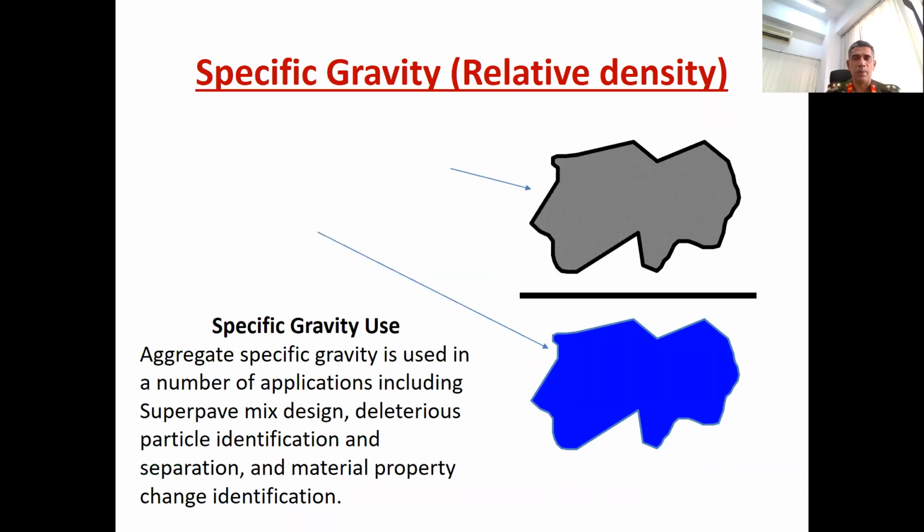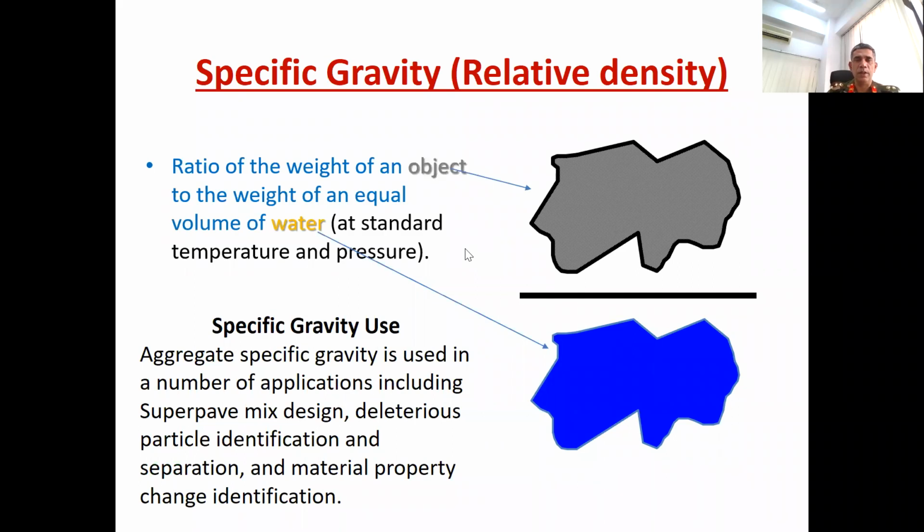The next important property is specific gravity. There are 2 types of specific gravity. What is specific gravity? This is very common. You learned it maybe in class 9 or class 10. This is the ratio of the weight of an object to the weight of an equal volume of water at a standard temperature and pressure. So the ratio of the weight of the aggregate to an equal volume of water will give you the specific gravity. Specific gravity is a dimensionless entity. And why do you use specific gravity of aggregate? Because it has a number of applications which will be coming later.